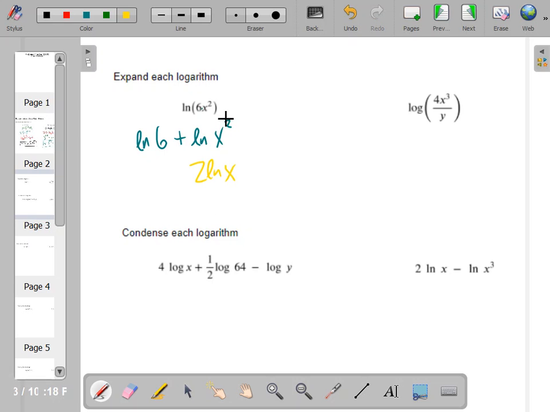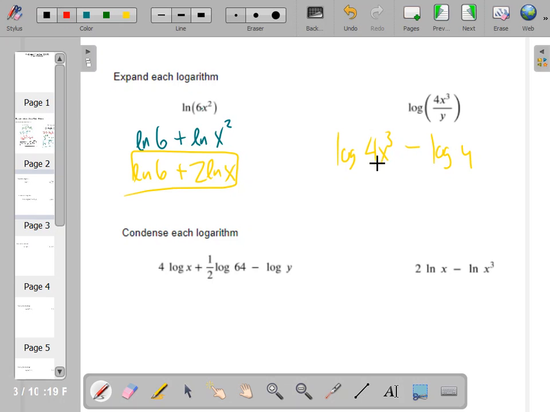That's 2 times the natural log of x. This becomes a coefficient. So now we have 2 natural log x. This part doesn't change, so natural log of 6 plus 2 natural log of x. That is completely expanded. Let's do the same thing over here. Remember, there are implied parentheses, so we're going to split up the numerator, 4x cubed, with the denominator, but division expands into subtraction. So now it's the log of the numerator minus the log of the denominator.